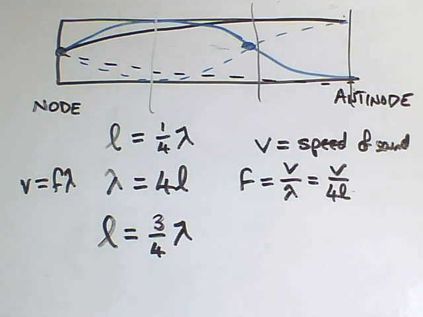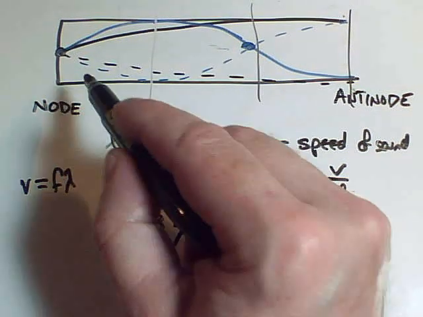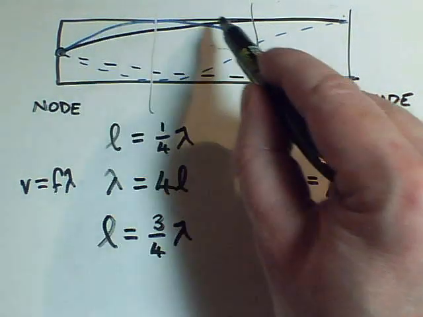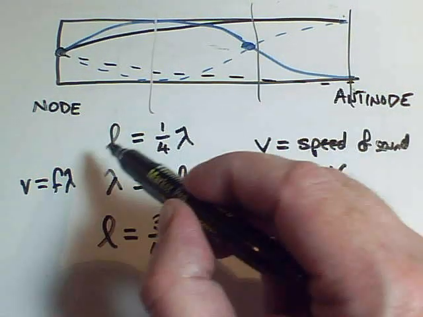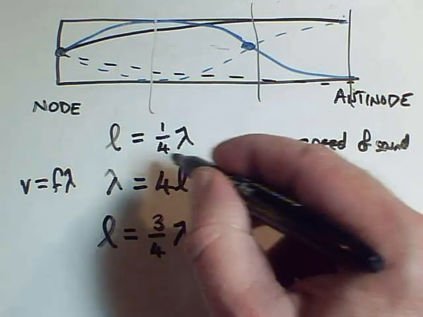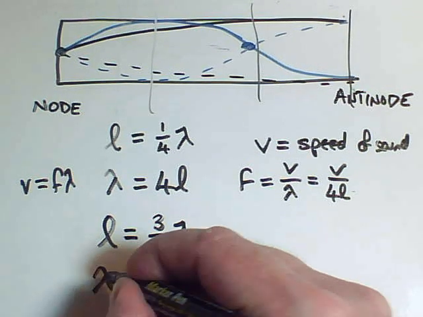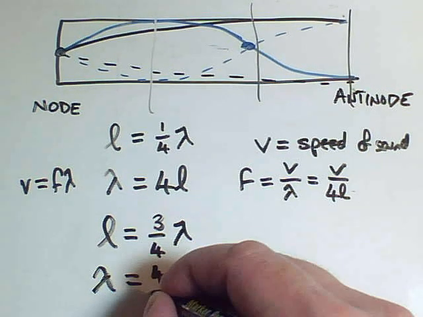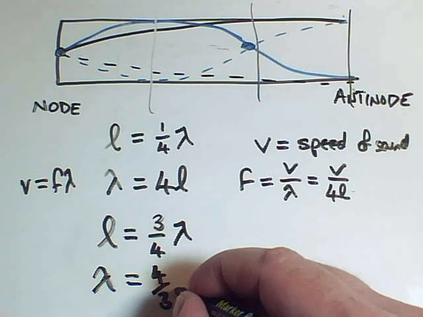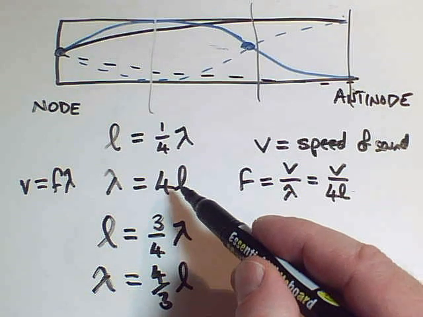Okay, so L of course is fixed. If that's 3/4 of lambda, the wavelength for this blue wave is actually only 1/3 as big as the wavelength was before. I could solve this equation. Let's do that. Lambda equals, divide by 3/4, that's 4/3. So lambda is 4/3 of the length of the pipe, which is only 1/3 as big as before.